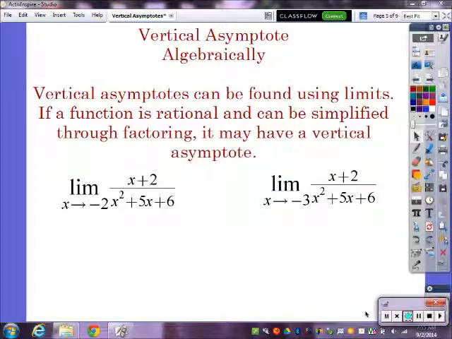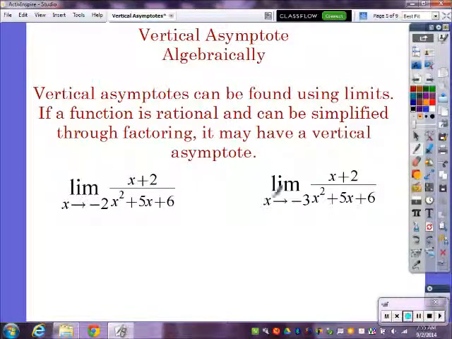Hello, this is Mrs. Taylor, and I'm going to explain to you how to determine if a function has a vertical asymptote using limits. Vertical asymptotes can be found using limits. If a function is rational and can be simplified through factoring, it may have a vertical asymptote.